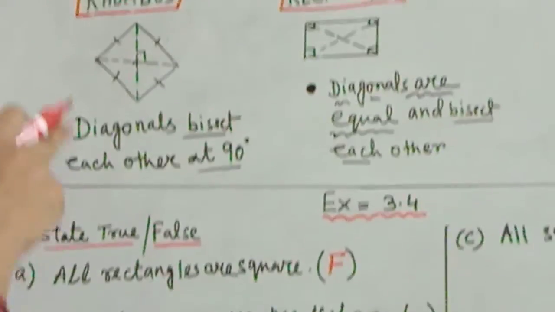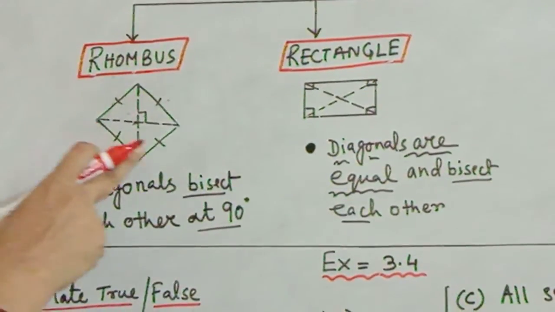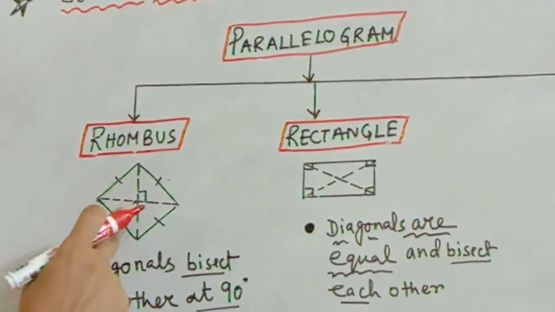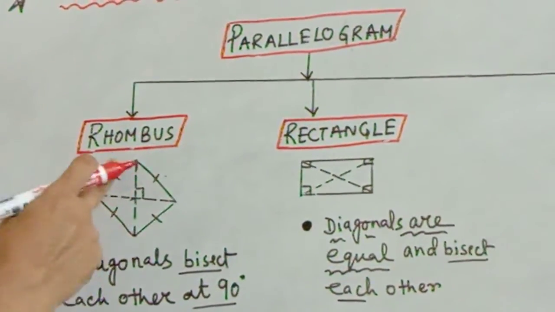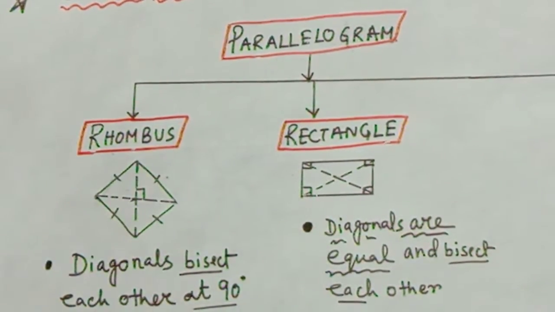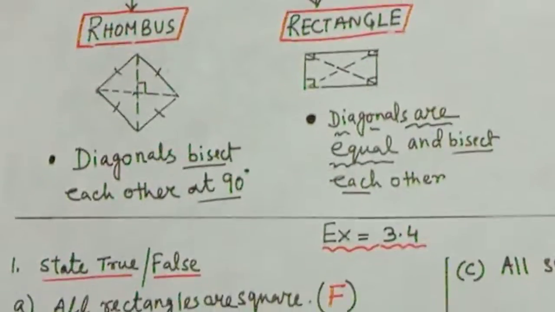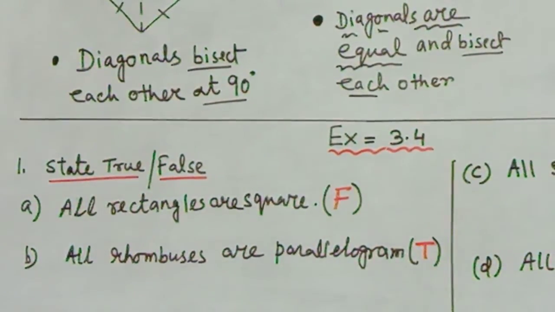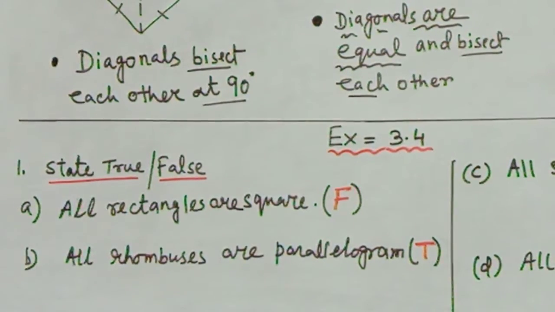Yes. All rhombuses are parallelograms because rhombus is a branch of a parallelogram. Parallelogram means opposite sides are equal and parallel. In a rhombus, opposite sides are equal and parallel. So all rhombuses are parallelograms. So it is true, correct.